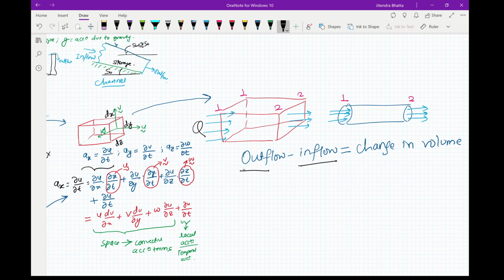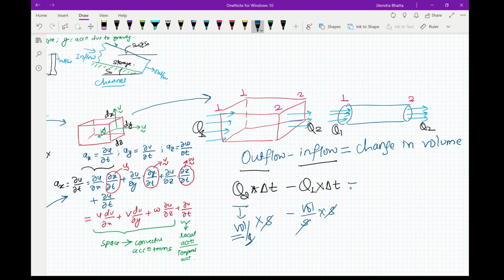The volume of outflow and the volume of inflow will be given by, if flow at section 1 is denoted by Q1 and section 2 is denoted by Q2, then your outflow will be given by Q2 delta t, inflow will be given by Q1 delta t. Now this term here is in volume per second times second, so you'll get volume here equals change in volume.